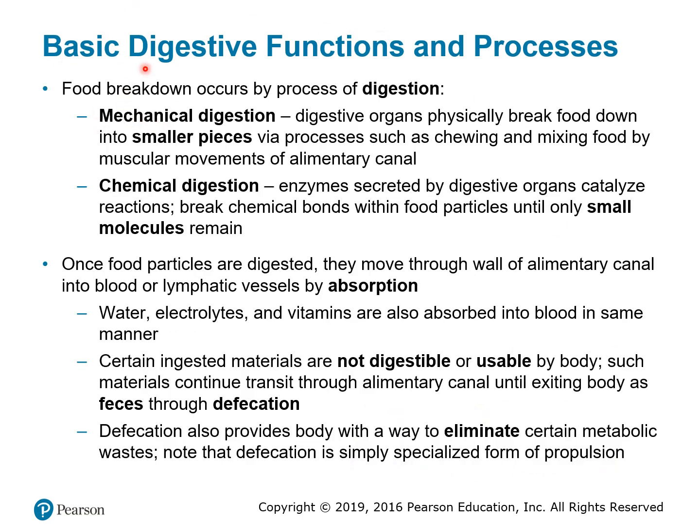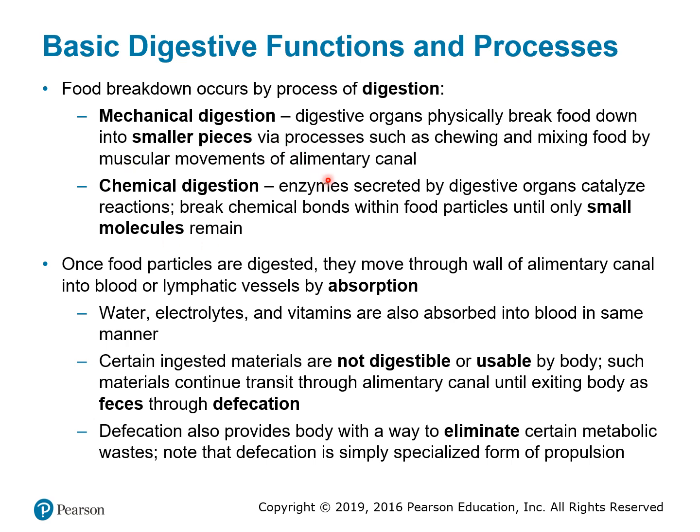Now, the breaking of the food, which is the process of digestion, has two types. Mechanical digestion is when the digestive organs physically break down the food into smaller pieces. This is like chewing or mixing the food in the stomach, but it is mainly physical: crunching, mixing, chewing, breaking the food. That will be mechanical digestion.